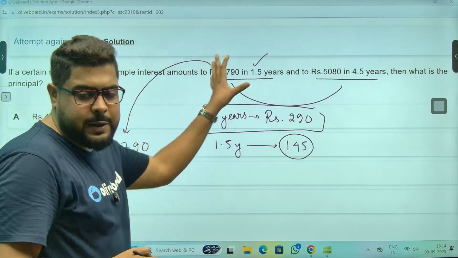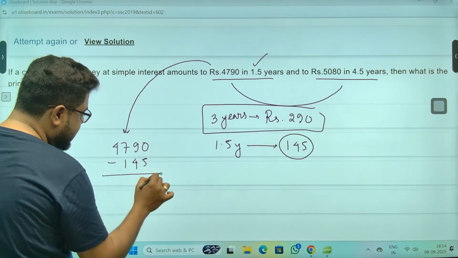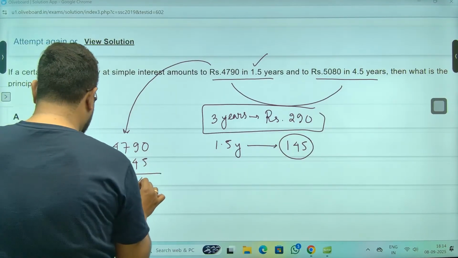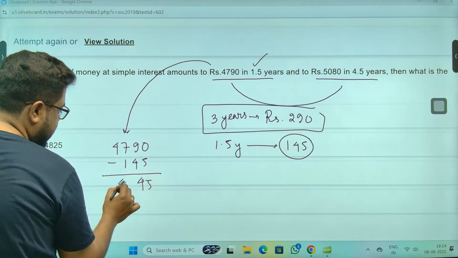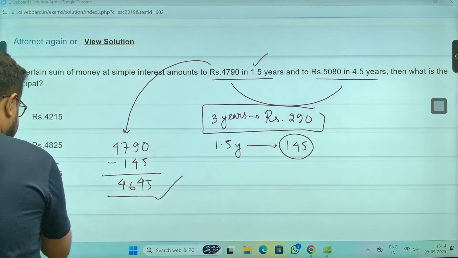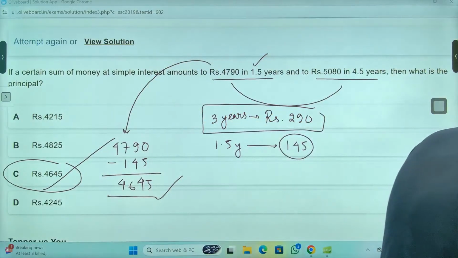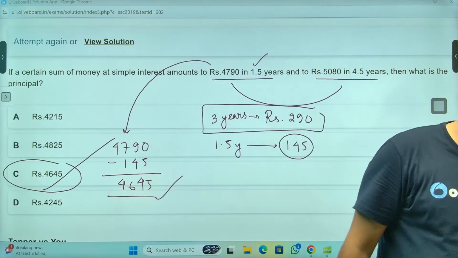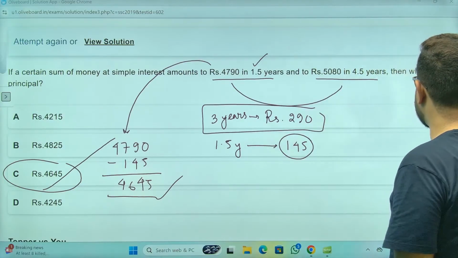This is principal plus interest. Minus the interest, this will be 145, so at last 45 will remain. Both have it. So you do 46, 45. Option C is the answer. 46, 45, which is option C. That is your correct answer. Simple question. This was simple.